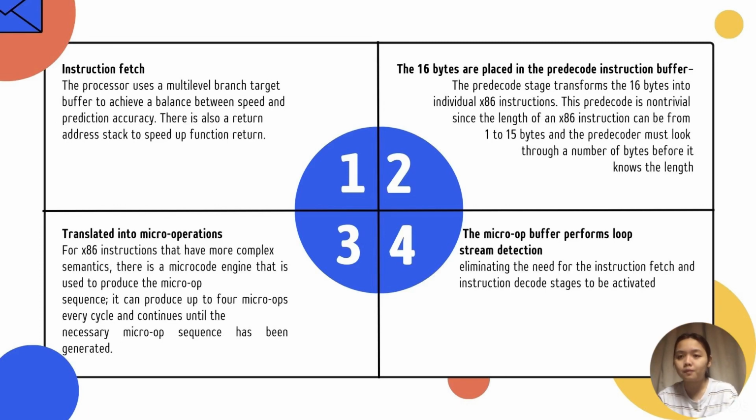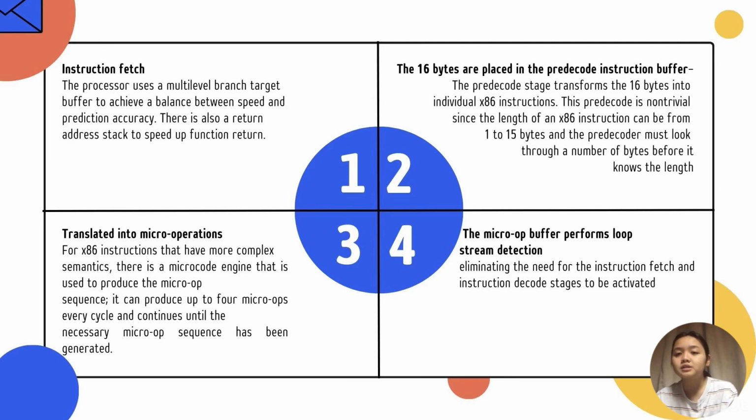The third one, micro-op decode. Individual x86 instructions are translated into micro-operations, or micro-ops. 3 of the decoders handle x86 instructions that translate directly into one micro-op. For x86 instructions that have more complex semantics, there is a microcode engine that is used to produce the micro-op sequence. It can produce up to 4 micro-ops every cycle and continue until the necessary micro-op sequence has been generated. The micro-ops are placed according to the order of the x86 instructions in the 28-entry micro-op buffer.